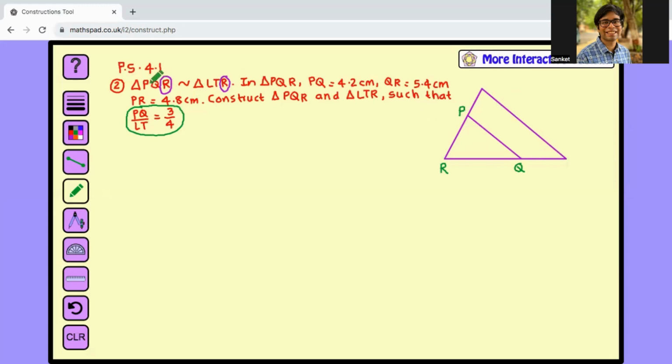So the corresponding vertex of vertex P is vertex L. So L will come here. Corresponding vertex of vertex Q is vertex T. So T will come here.